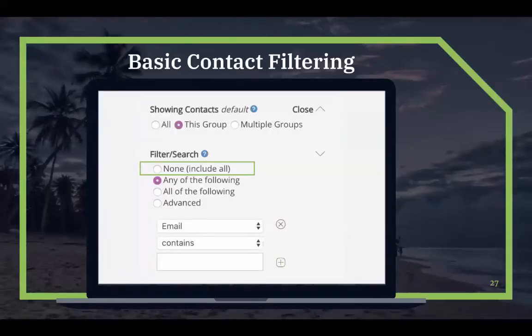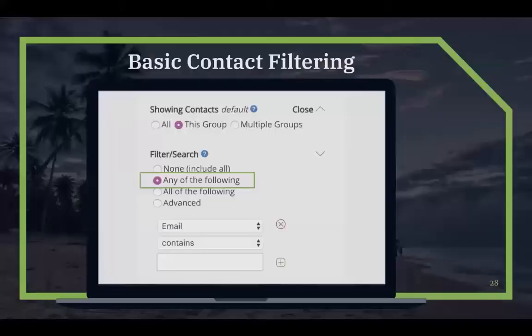Next, you'll see the filter search section. None means there's no criteria that you're looking for, and it just includes all the contacts. Any of the following means your contacts need to meet the criteria of any of these options here. So let's say you have different words or different options. If the contact meets at least one or the other, it will be included.